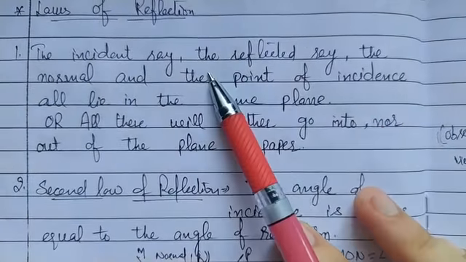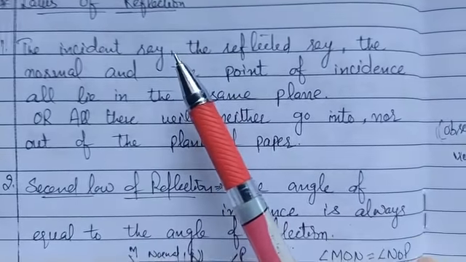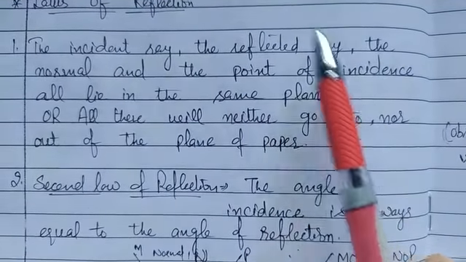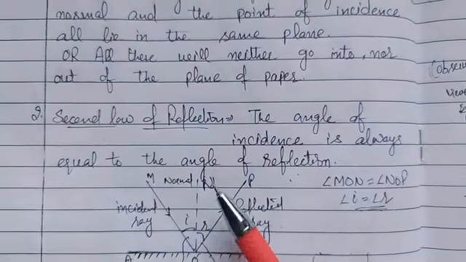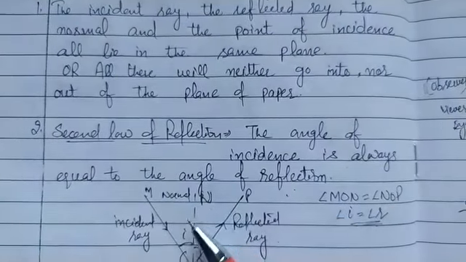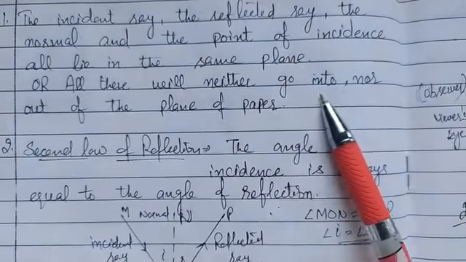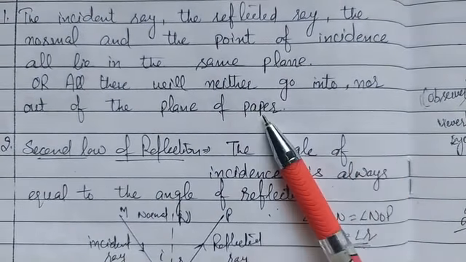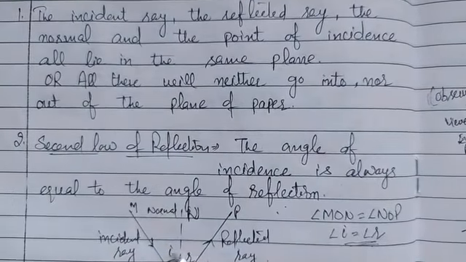There are two laws of reflection. The first law of reflection states that the incident ray, the reflected ray, the normal and the point of incidence all lie in the same plane. As there can be different planes, all these things lie in the same plane. Or we can say that none of them will go into or out of the plane of the paper.